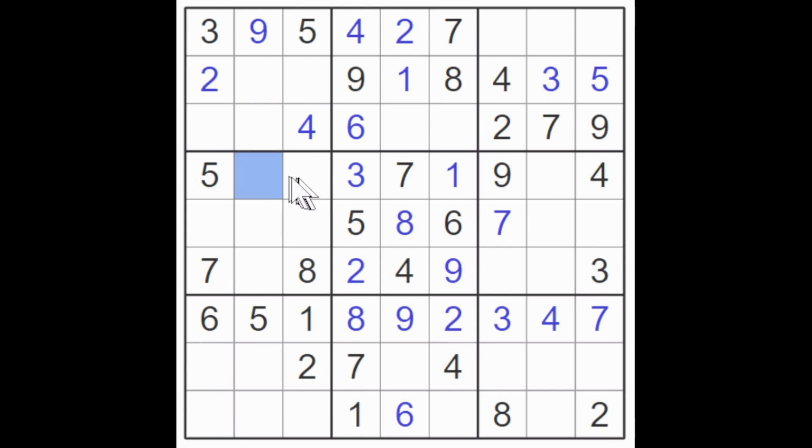A 2, 6, and an 8 still for these 3 cells. There's a 2 here and an 8 here. That makes this a 6. And now we have a 5, 6 here, and we have a 5, 6 here. And that automatically makes these 2 cells a 5 and a 6. And therefore this cell must be a 1. And that makes this a 1.